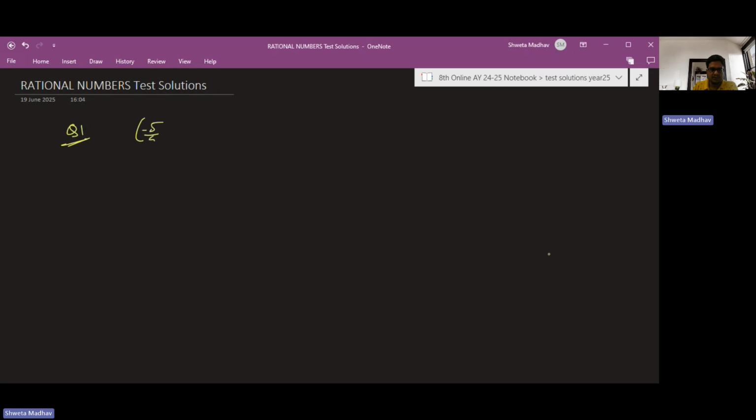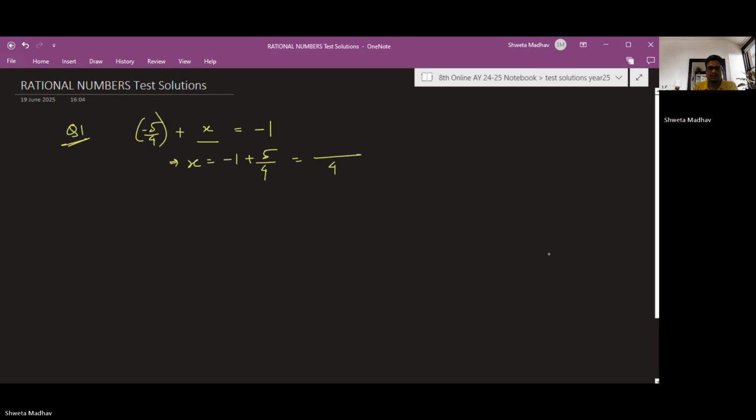to minus 5 by 4 so that we can get minus 1? So here, let's say the number we have to add is x. Then x will be equal to minus 1 plus 5 by 4. If we take the LCM, that will be 4, and here it will be minus 4 plus 5, so that is 1 by 4. So 1 by 4 we have to add with minus 5 by 4 to get minus 1. So option B is the correct answer.